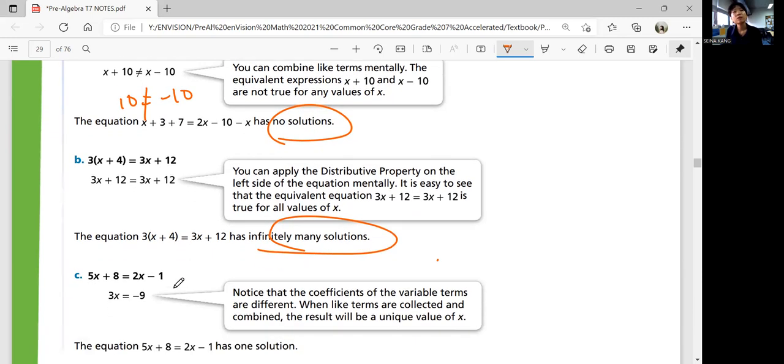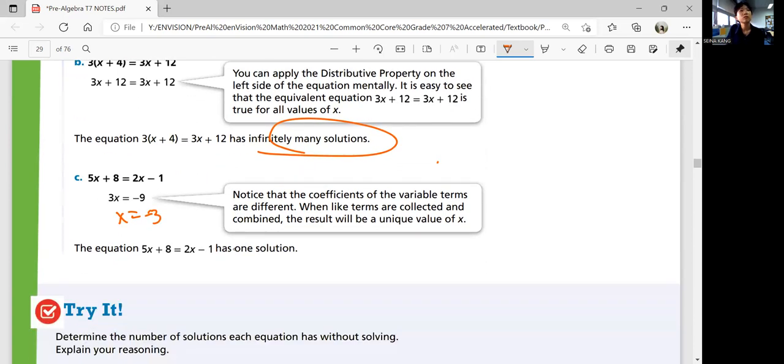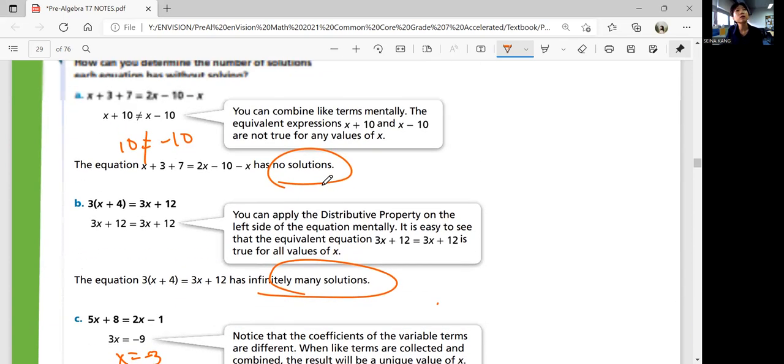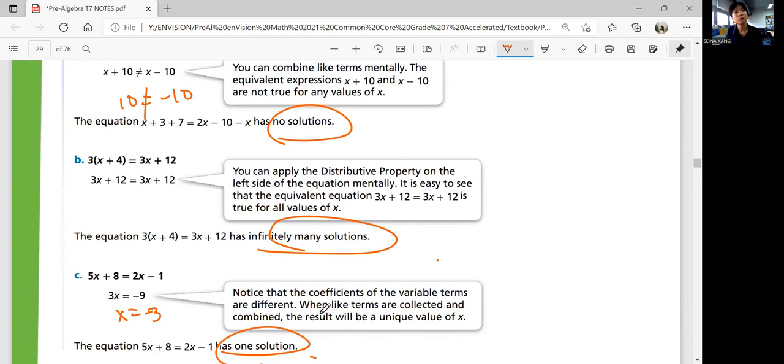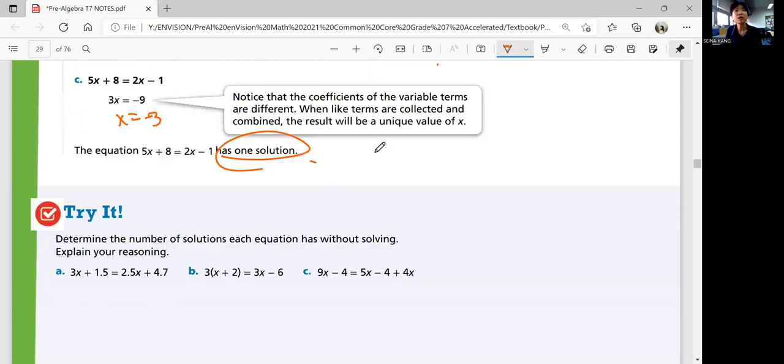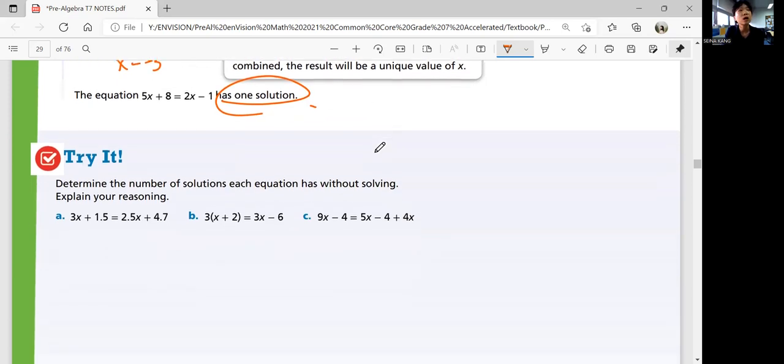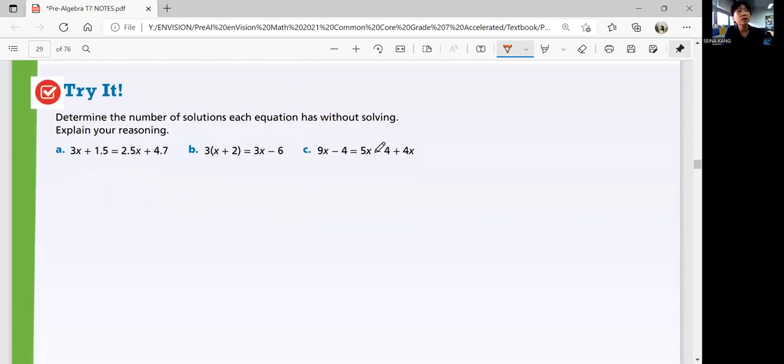But when you're simplifying, you might get what x is equal to. So 3x is equal to negative 9, that means you have one solution. If you end up with an equation where you have one variable on one side, that means you're going to have one solution, okay? So these are the general types of those three cases. So let's see if you can determine how many solutions there are for try parts A, B, and C. Come back when you're ready for answers.